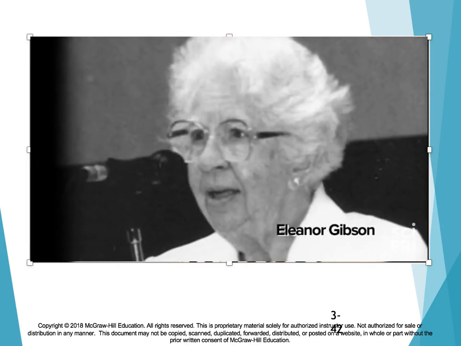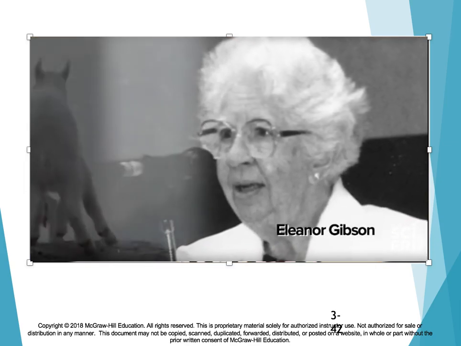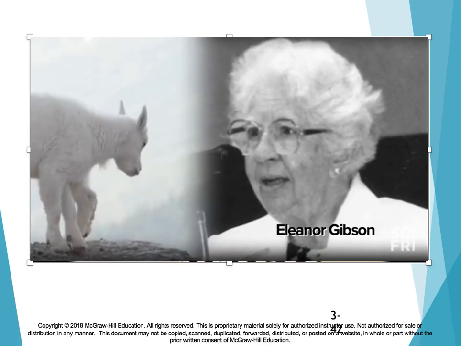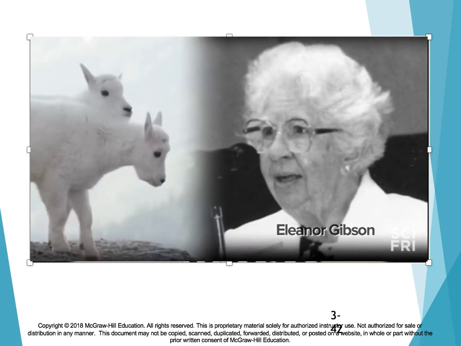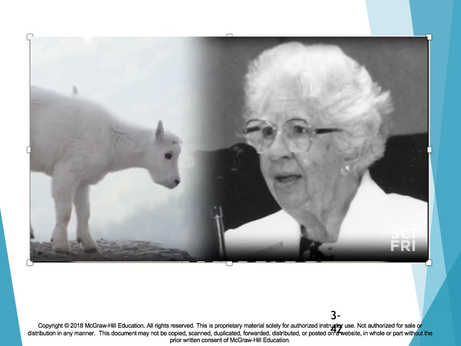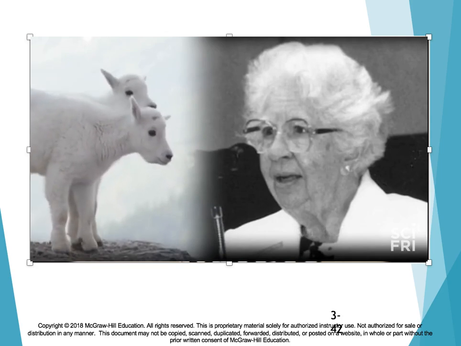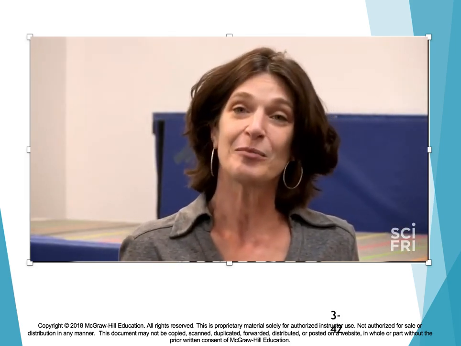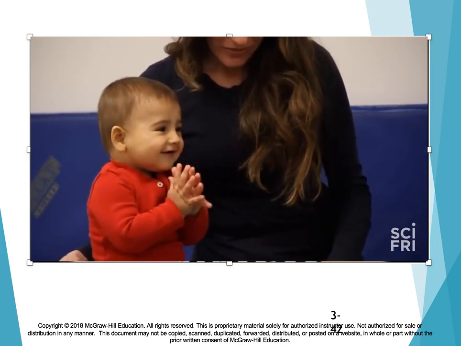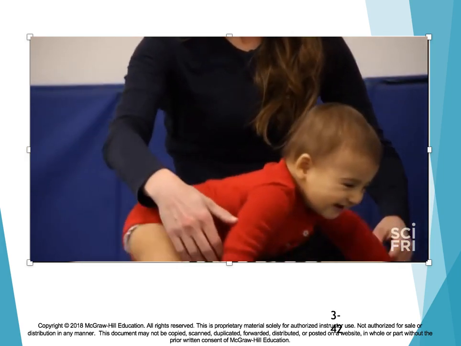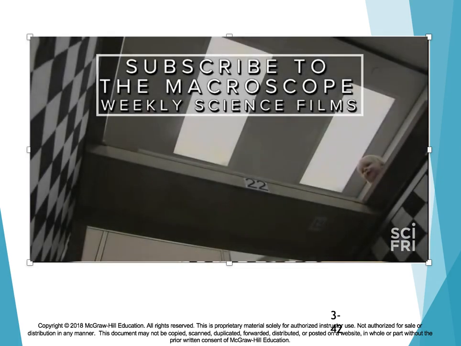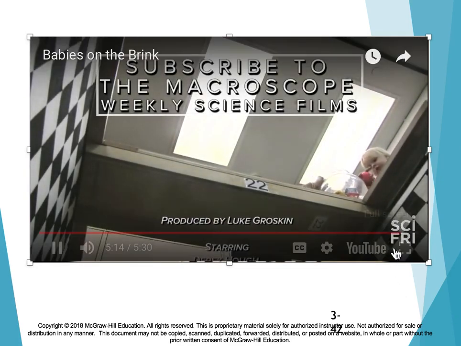In fact, Eleanor Gibson, the person who first invented the visual cliff, wrote later in her life, as a goat is peering over the edge of a steep crag, it knows not to walk off the edge. And she said, I don't think it's feeling any emotions at all. It just knows not to go. And that's what we're seeing in babies. Who probably know not to go. Probably. For Science Friday, I'm Luke Groskin.